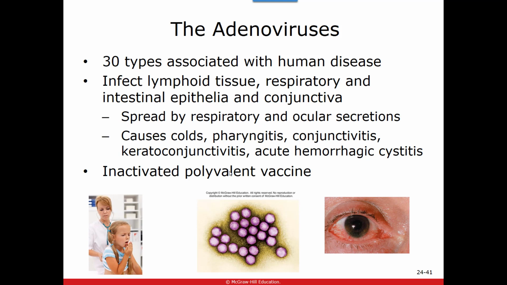And these strains can cause common colds, but they are not the only things that can cause a common cold. We're going to get to a whole bunch in the next chapter. They can cause pharyngitis, sore throat. They can cause conjunctivitis, pink eye. They can cause keratoconjunctivitis, so a pink eye, usually more inflamed because there's a little bit of hardening of tissue. And they can cause acute hemorrhagic cystitis, where yes, you might have some inflammation of cysts in the body as well.